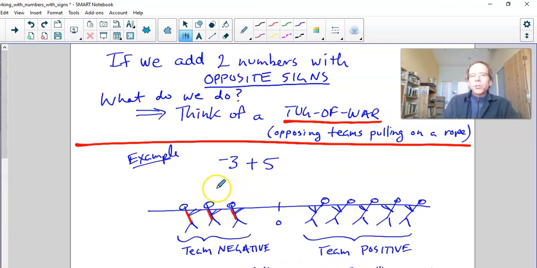What if we add 2 numbers with opposite signs? I like students to think of a tug of war. Do you know what that is, right? You've maybe even done this. You've got opposing teams and they're pulling on a rope. And who's going to win here?